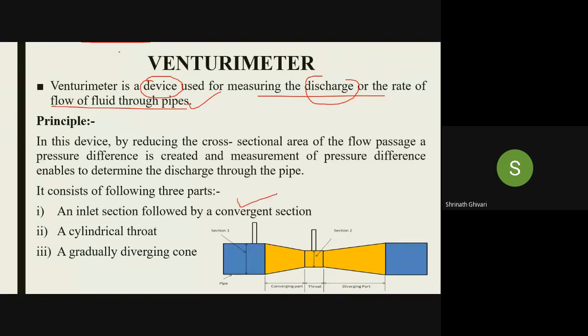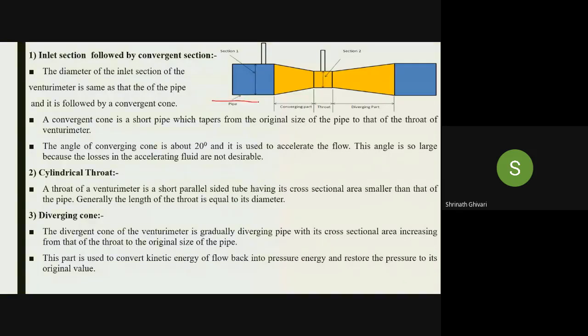One is the inlet section, which is followed by the convergent section. This inlet section is connected to a section of a pipe where you want to measure its flow rate. Then it is followed by a convergent section, then we have a throat, then we have a diverging part. So this is converging, throat, and diverging. We measure the pressure difference between the inlet and the throat. Now we have discussed what is the inlet part, converging part, throat, and diverging part.